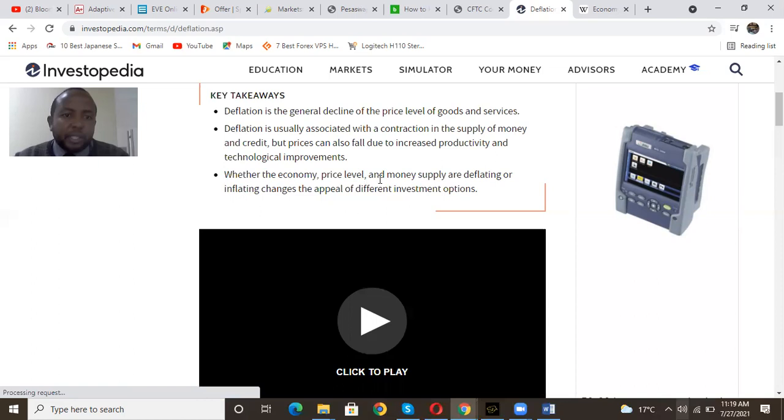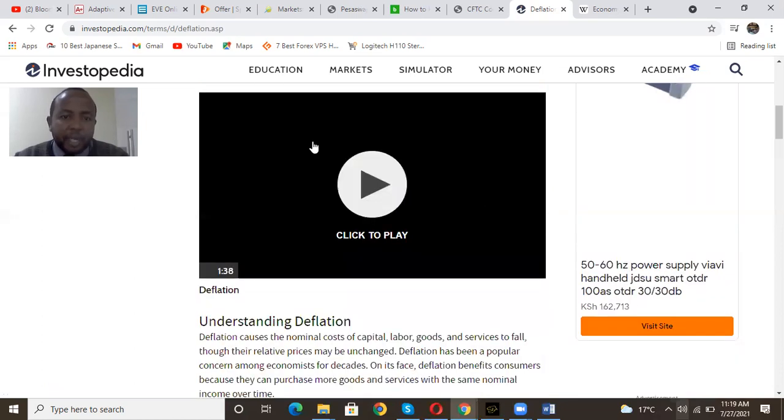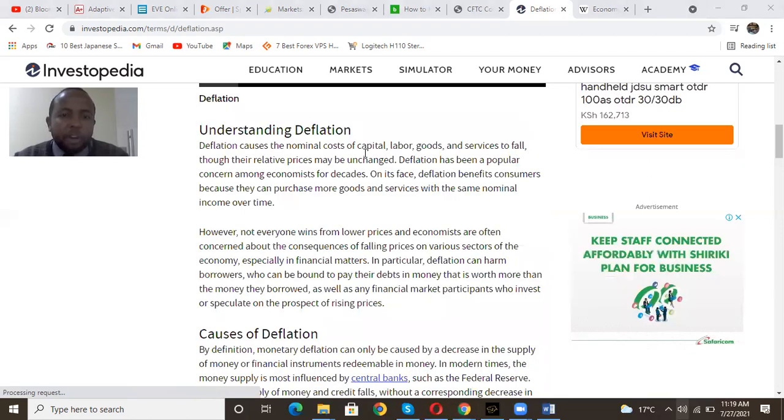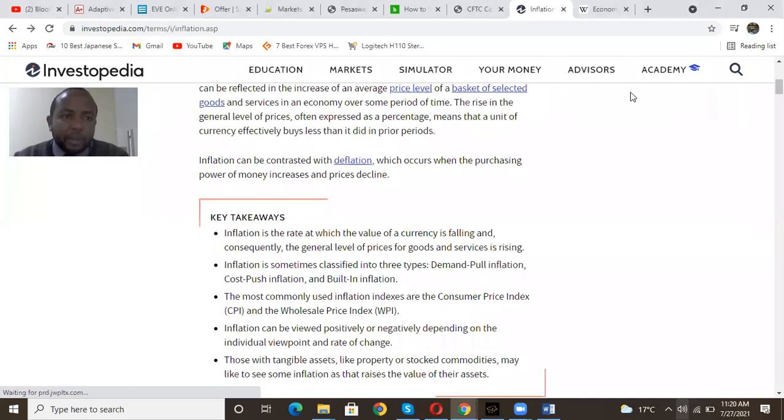Whether the economy, price level, and money supply are deflating or inflating changes the appeal of different investment options. So, understanding deflation. Okay, welcome, Shani. Deflation causes the nominal cost of capital, goods and services to fall. So basically it's the opposite of inflation. Inflation: prices are going up, purchasing power is going down. Deflation: prices are going down, purchasing power is going up.